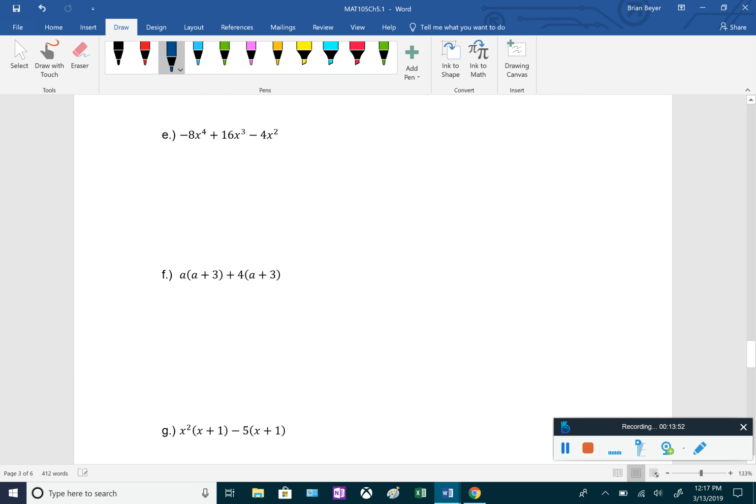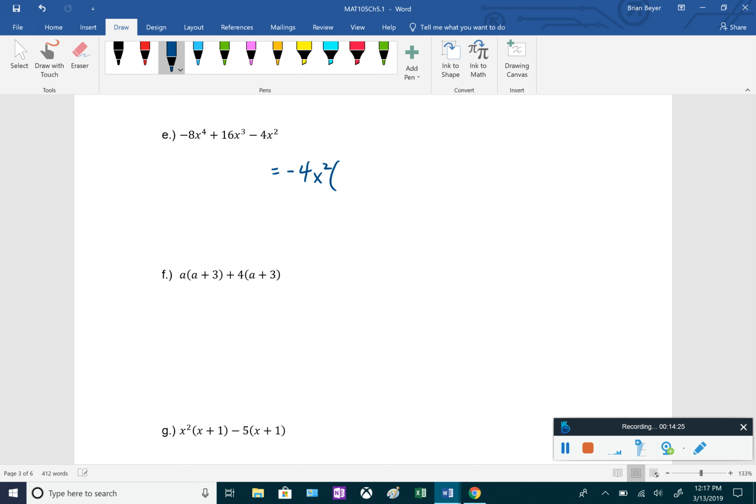Okay, let's do a couple more here, and then we'll get into grouping. So we have negative 8x to the 4th plus 16x cubed minus 4x squared. This time I'm actually going to factor out a negative because it's on that leading term, the term with the largest exponent. So I'm going to factor out negative 4 because that's the GCF between 8, 16, and 4. And then the GCF with the variables is going to be x squared.